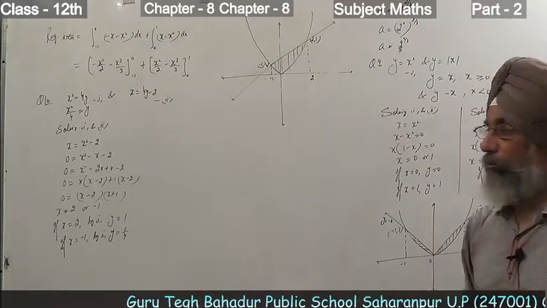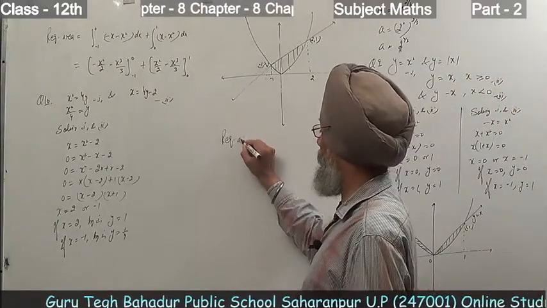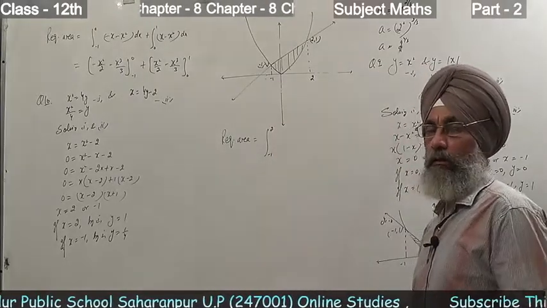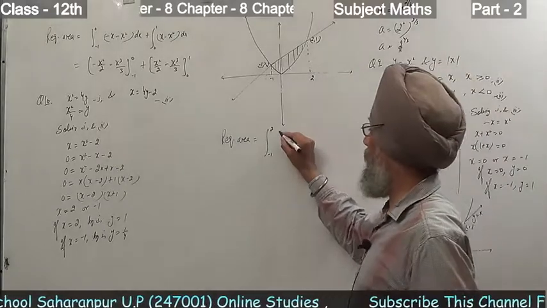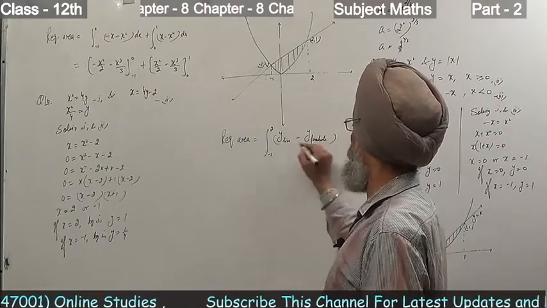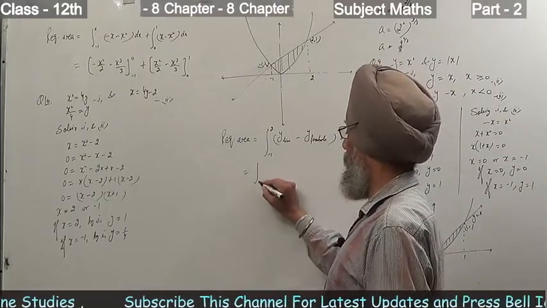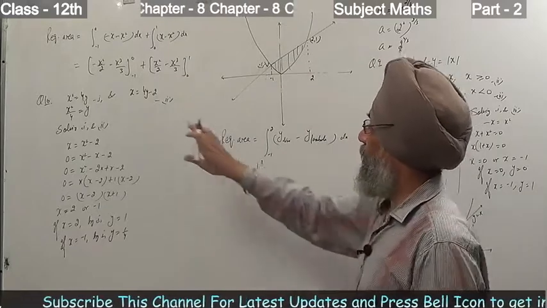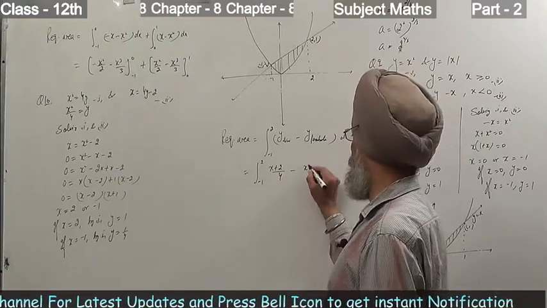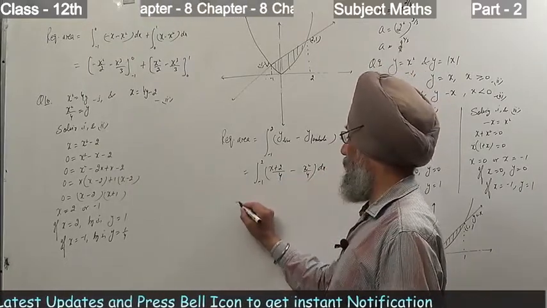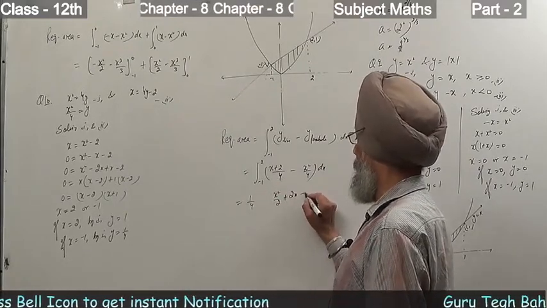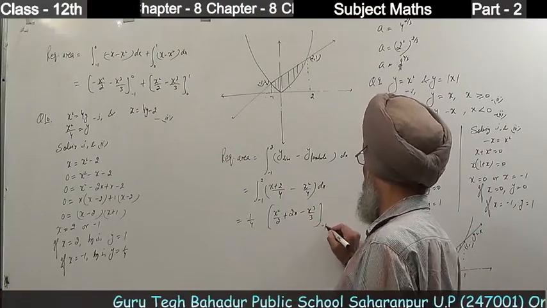We have to find the area. So required area is given by minus 1 to 2. What is above? The line, and below is the parabola. So we have a bounded region. So y of line minus y of parabola. It's minus 1 to 2. Now y of line gives x plus 2 upon 4, and for the parabola it is x square upon 4. You can take 4 as LCM. It becomes x square upon 2 plus 2x minus x cube upon 3, and then place the values and solve it.